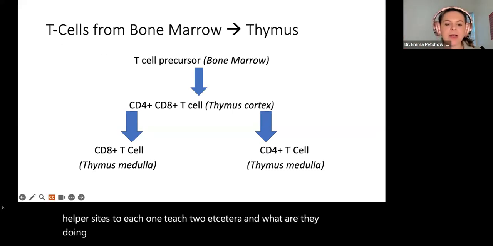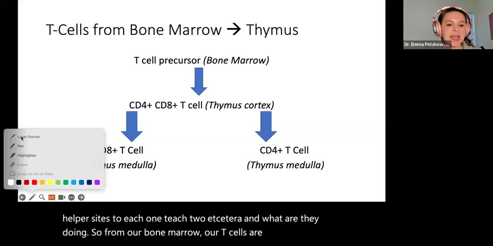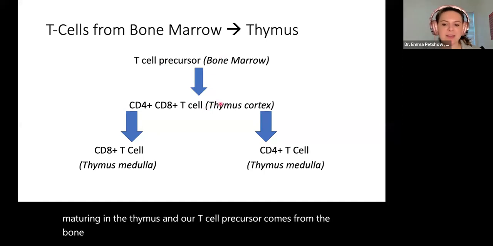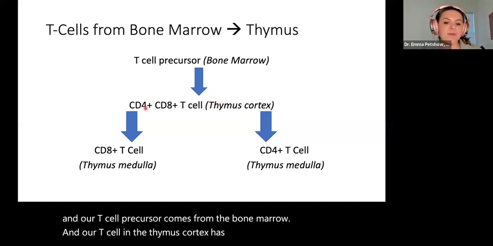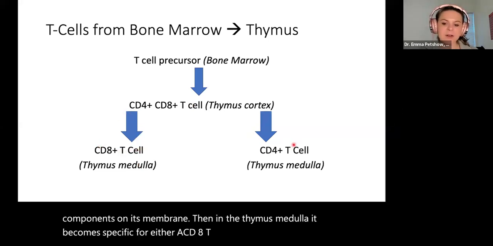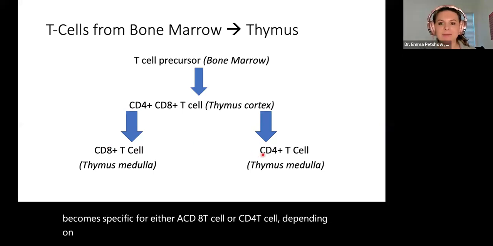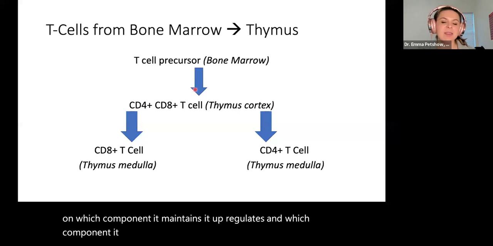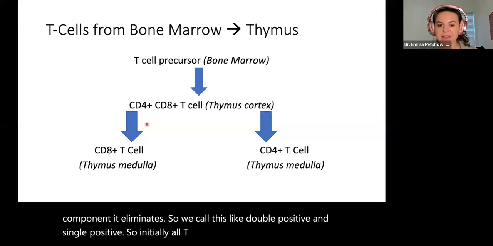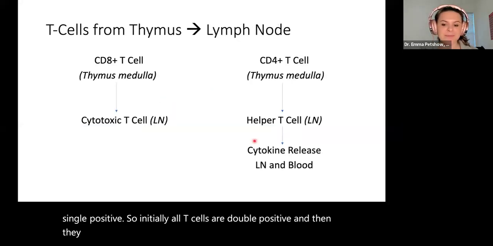From our bone marrow, our T cells are going to be maturing in the thymus, and our T cell precursor comes from the bone marrow. Then our T cell in the thymus cortex has both CD4 and CD8 components on its membrane. Then in the thymus medulla, it becomes specific for either a CD8 T cell or a CD4 T cell, depending on which component it upregulates and which component it eliminates. So we call this double positive and single positive. Initially, all T cells are double positive, and then they lose one or the other.